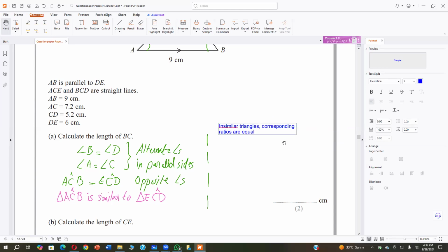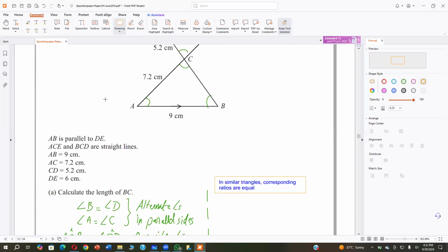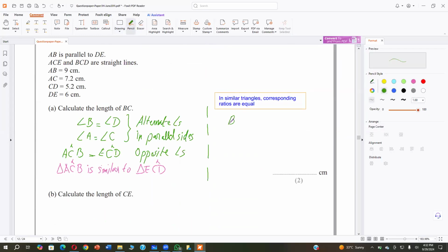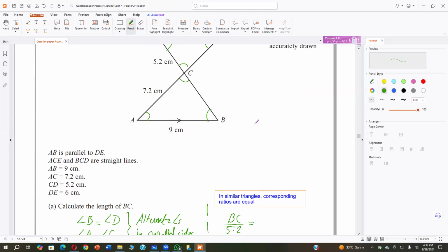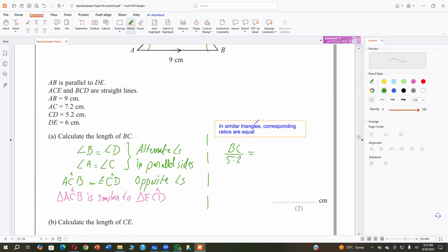So let's try this approach. If you can try this approach, you can tell me how we can find the answer. Because I was thinking to make a ratio, BC upon 5.2 is equal to CE, BC upon 5.2 is equal to 9 upon 6, corresponding ratios.